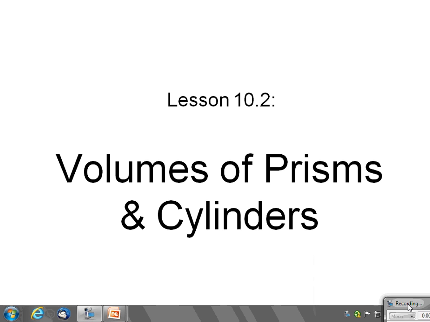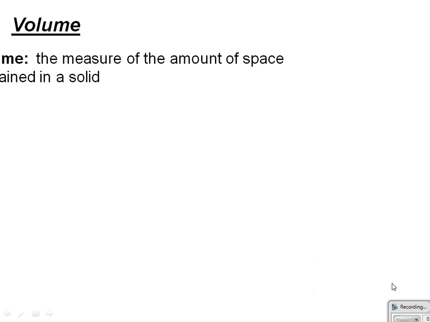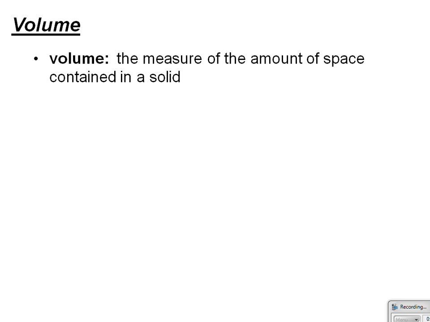Lesson 10.2 on the volumes of prisms and cylinders. Now, this brings up the subject of volume. Volume is the measure of an amount of space contained within a solid. Think for a moment back to Chapter 8 when we studied areas. Areas are measuring the amount of space on a flat plane or surface, two-dimensional.